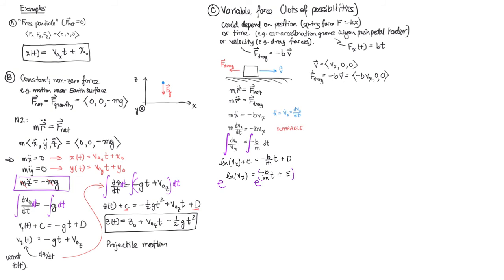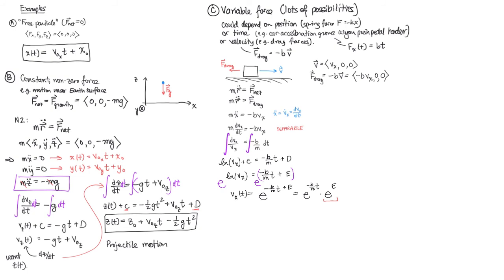And when we do so, e to the natural log of a function gives you that function back. So we get the velocity on the left-hand side, and on the right-hand side we have e to the minus b over m times t plus E, which is e to the minus b over m t times e to the other constant, right? Because when you multiply exponentials, you add the exponents. And so this final piece, e to the capital E, is just some other constant.